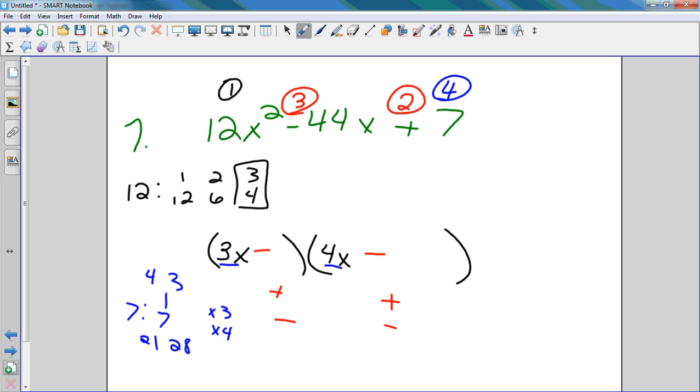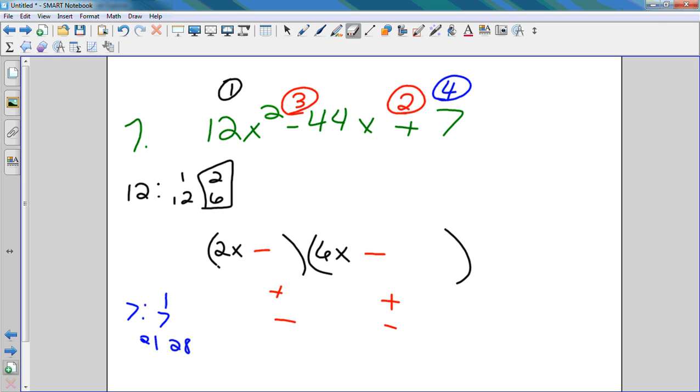No, they don't. So what does that tell me? It's not irreducible yet. I can't use 3 and 4. You have to use 2 and 6, or 1 and 12. Since it doesn't work, you've got to go back up and change it. 3 and 4 doesn't work, so I'm going to try 2 and 6. The signs are still going to stay, but now I have to multiply by something different. So now I'm going to multiply by 6 and 2.